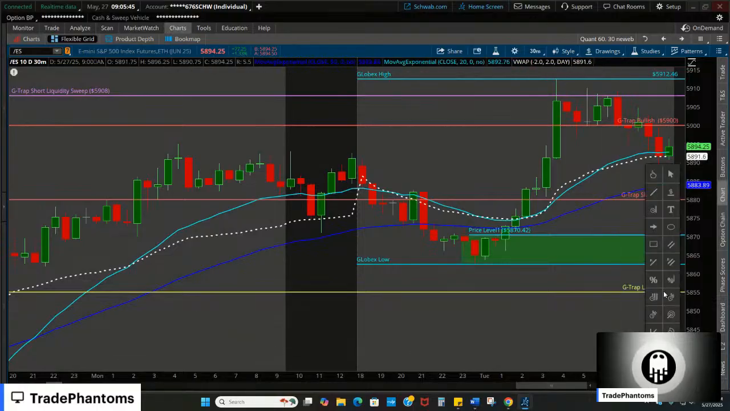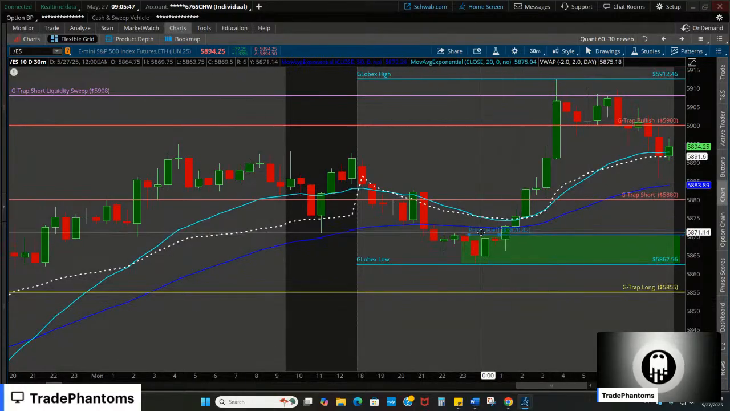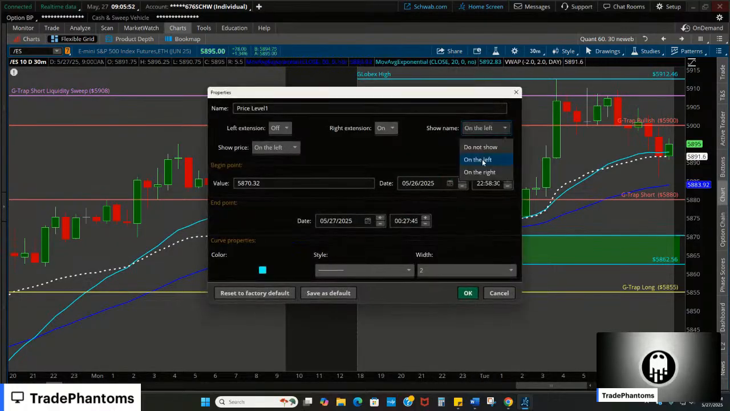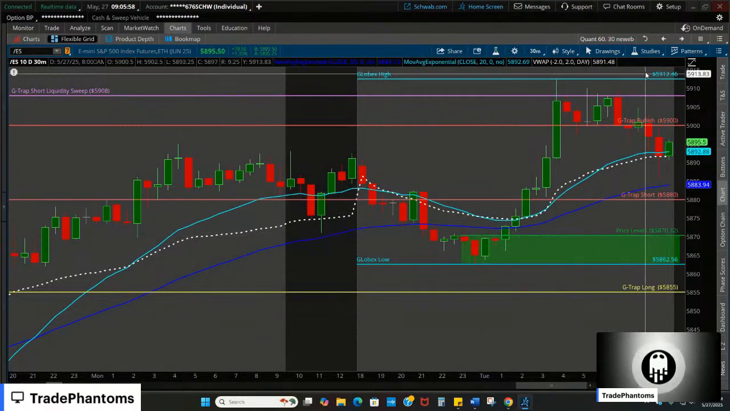Do not put your stop loss right below Globex low, because that's literally what we're trying to do, attack that Globex low. All right, I'm going to do NASDAQ a bit quicker. We got 25 minutes before open. All right, that's an aggressive one there.